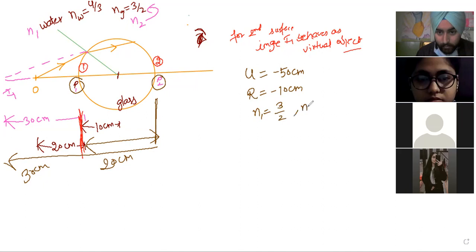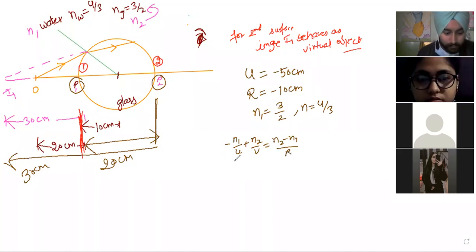And what is n2? That is 4/3. Yes. Now solve the value of v for this. If you calculate v for this, what will be your v in this case? The formula is minus n1 by u plus n2 by v, that is equal to n2 minus n1 by r.